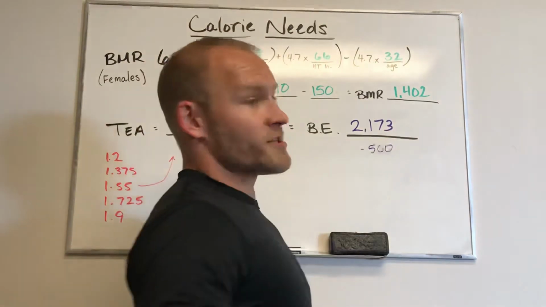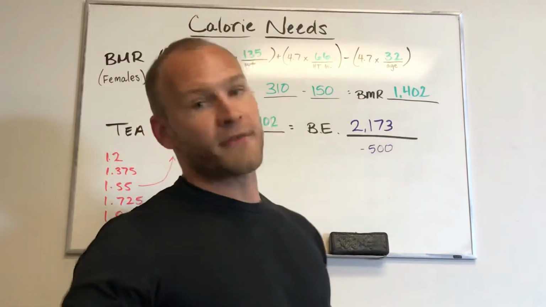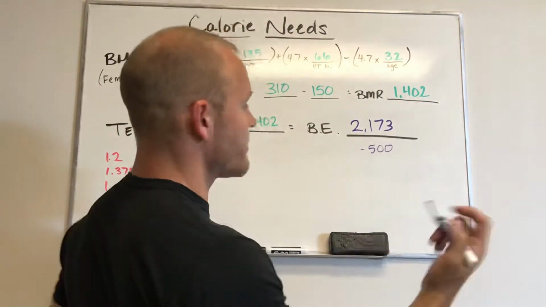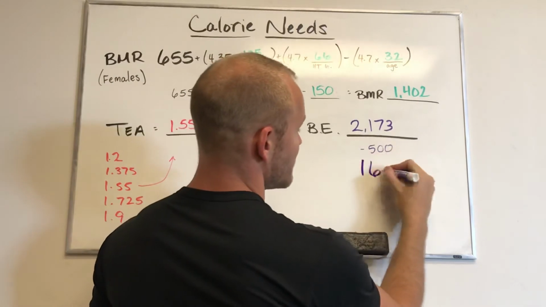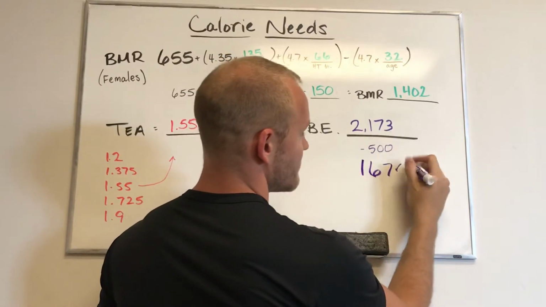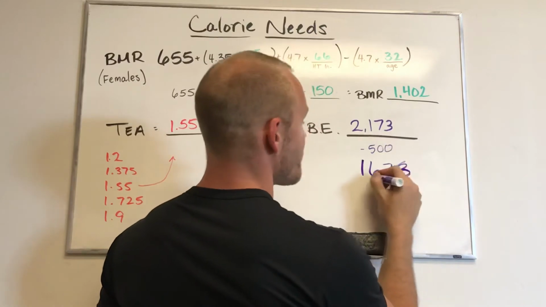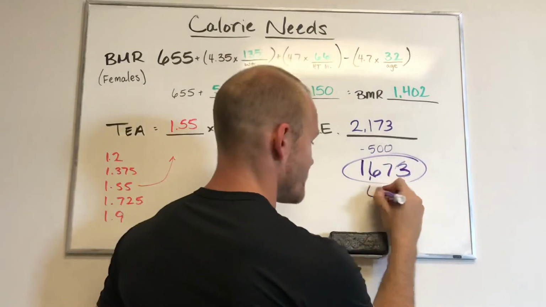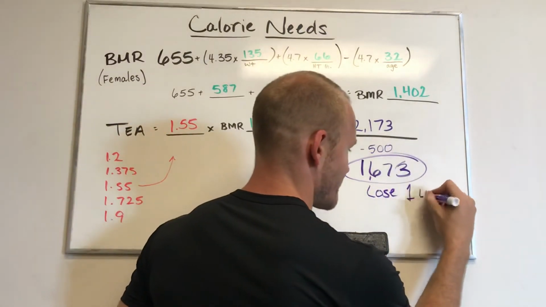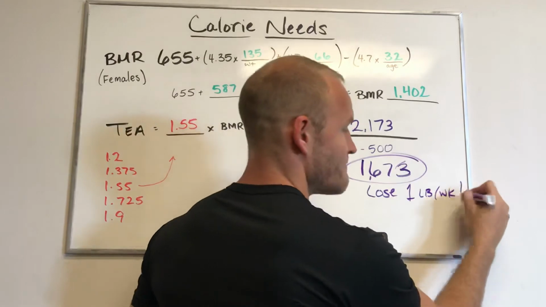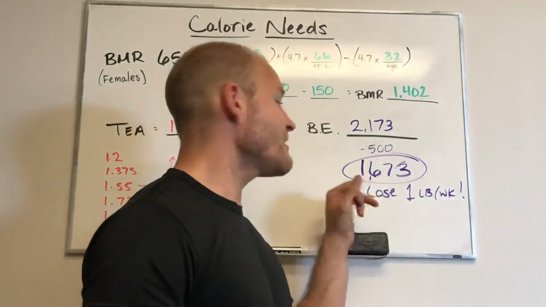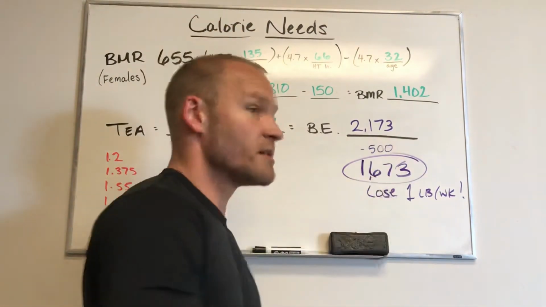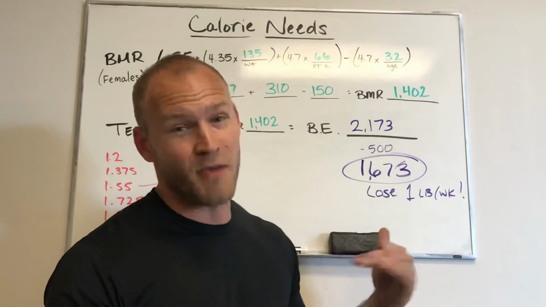All right, so let's say this person wants to lose weight. I'm gonna subtract 500 calories per day as a general rule of thumb in order to lose 1 pound per week. So that means she's gonna have 1,673 calories per day to lose 1 pound per week. That's amazing, right? Most people are eating way less than that and finding that they're struggling to lose weight. Well, this should be the spot to be for this female.